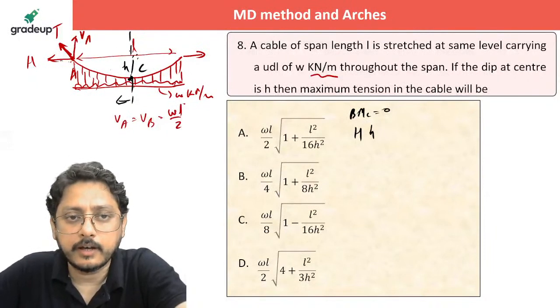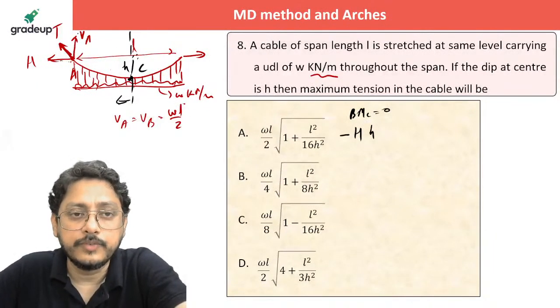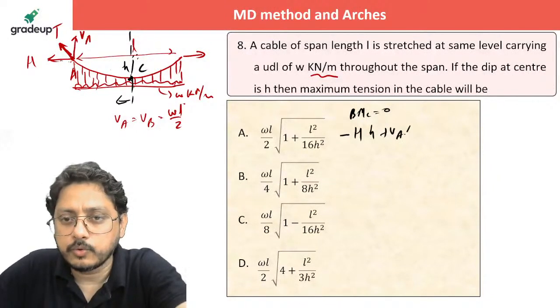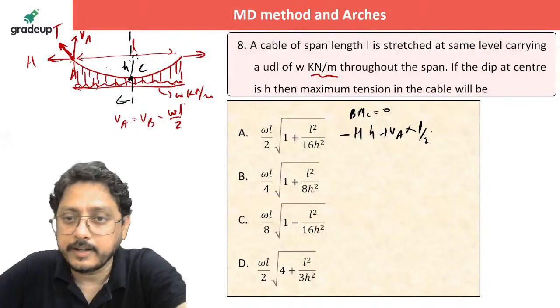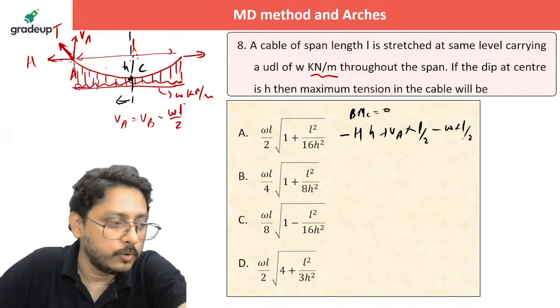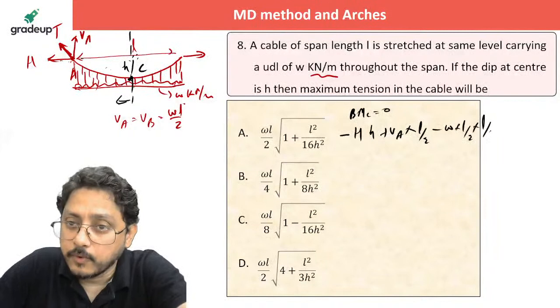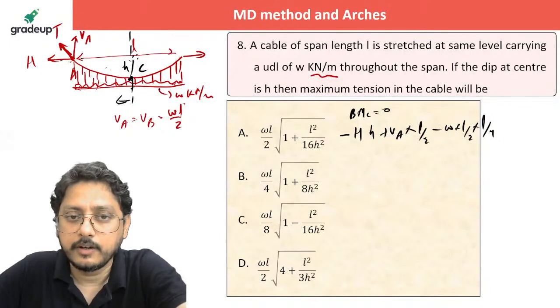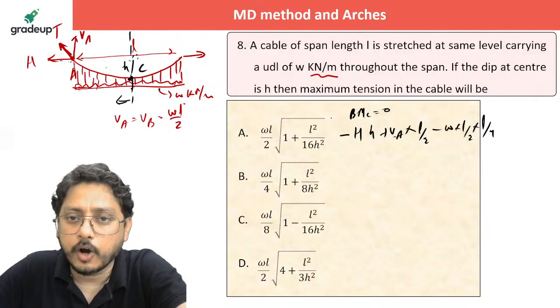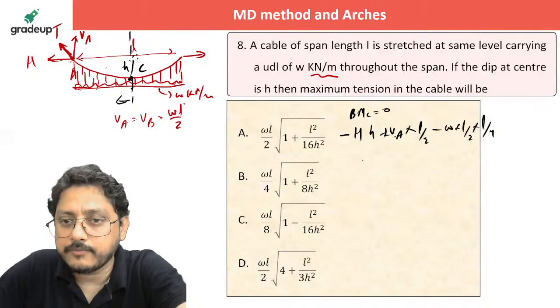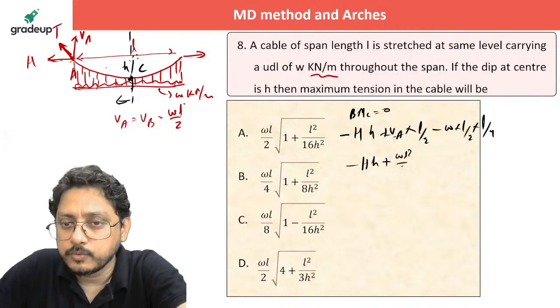It is rotating anti-clockwise, so let it be minus sign. Then VA is rotating clockwise, so plus VA into this distance, that is L by 2. Then there is a UDL, W into L by 2 is the total load. This is also going to rotate anti-clockwise, so minus W into L by 2 is the total load, and it is acting at L by 4. Now VA we already got, WL by 2, so put it there, and finally how much H will you get? Minus H into H, then plus WL square by 2 minus WL square by 8 is equal to 0.